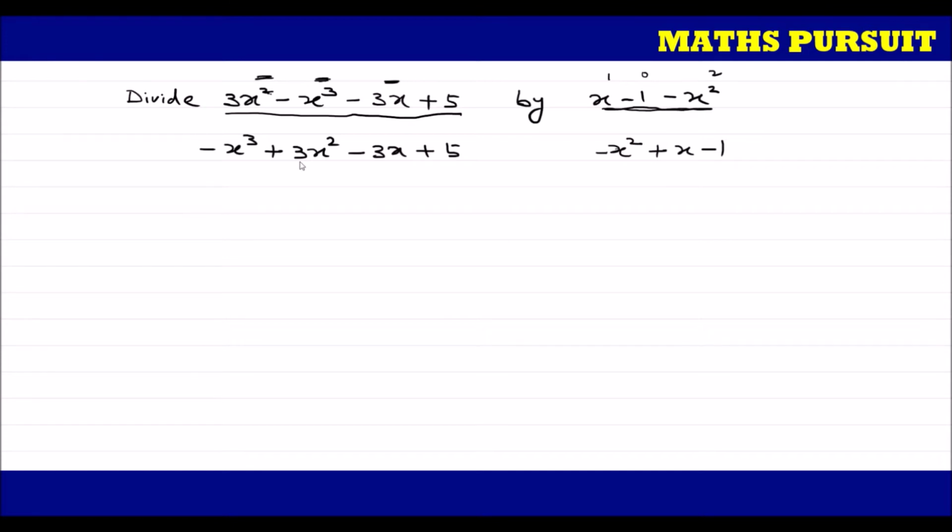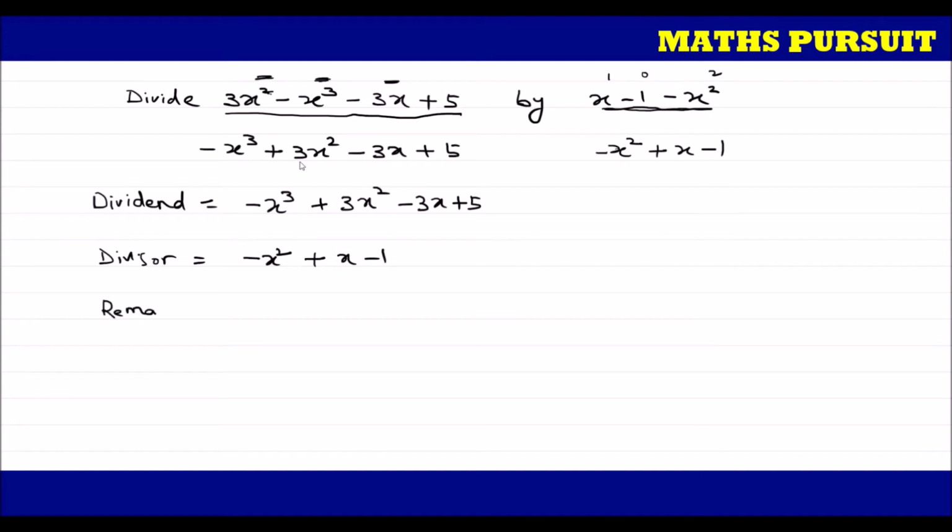Now let me note it down so that it will be very clear. The dividend of this equation is minus x to the power 3 plus 3x to the power 2 minus 3x plus 5. The divisor is minus x to the power 2 plus x minus 1. I'm writing it so that we will not get confused. These are the two things that we have.